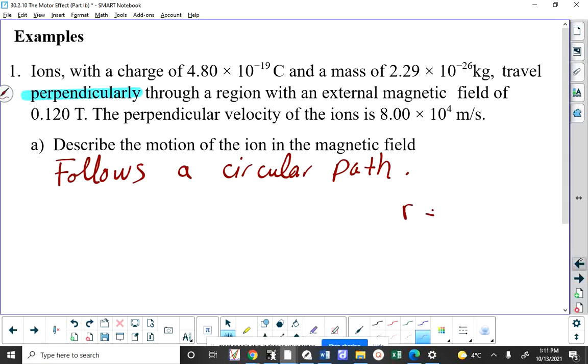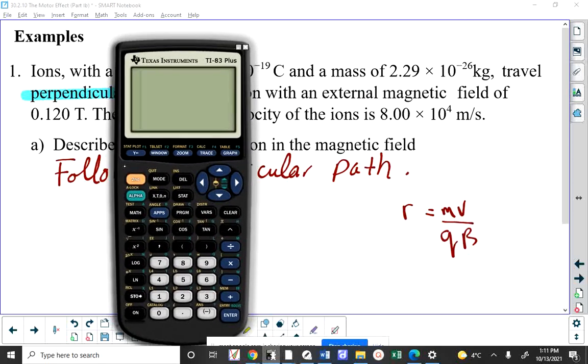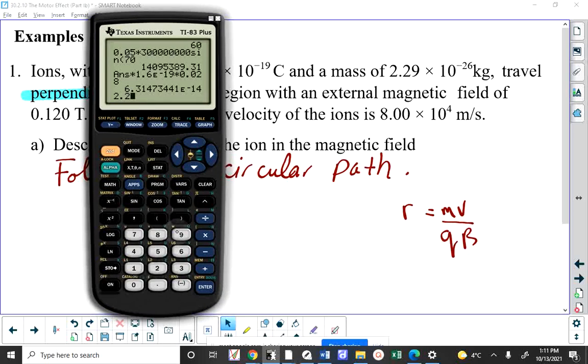I'm just going to write this here, R equals mv over qB. So we have to take the mass, which is 2.29 times 10 to the negative 26, times the speed, which is 8 times 10 to the 4, and divide by the product of the charge and the magnetic field. So I'm going to divide by the charge of 4.8 times 10 to the negative 19. I'm also going to divide by the magnetic field of 0.120 Tesla.